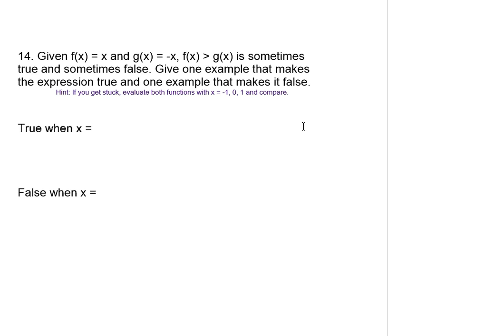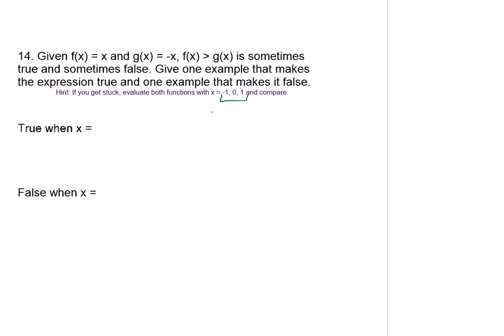Okay, we looked at these already a little bit earlier in a previous lesson, so now let's try it. We have f of x equals x, and g of x equals negative x. F of x is greater than g of x is sometimes true and sometimes false. Give one example that makes the expression true and one example that makes it false. So if you get stuck, try all of these numbers. Test each one of these numbers.